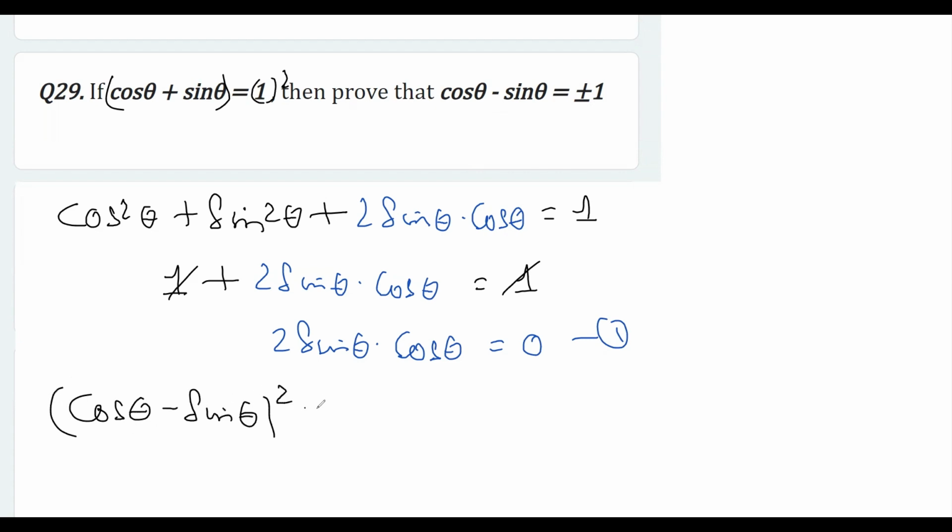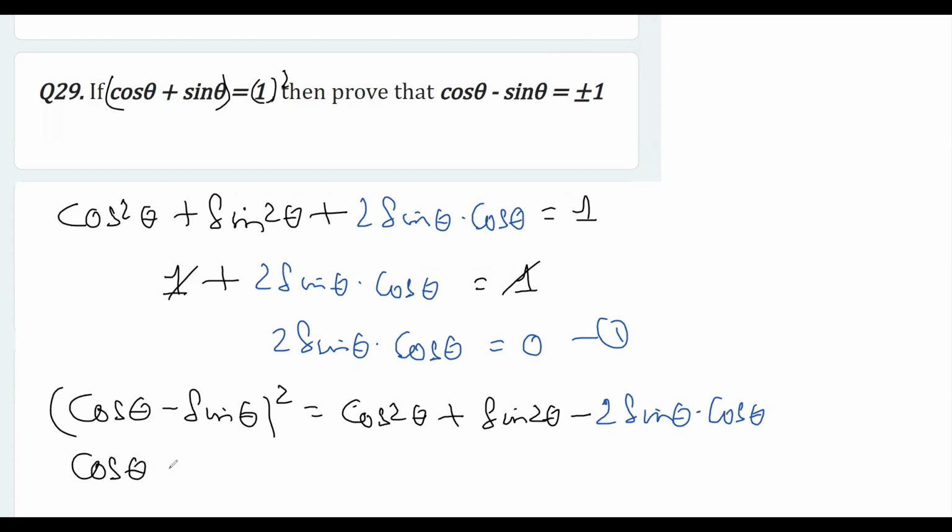So what is (cos θ − sin θ) whole square? It should be a square, that is cos square, plus b square, that is sine square, minus 2ab, minus 2 times cos into sine, or sine into cos is also the same, right? So I can write in any order. We'll keep this (cos θ − sin θ) on the left hand side as it is, square.